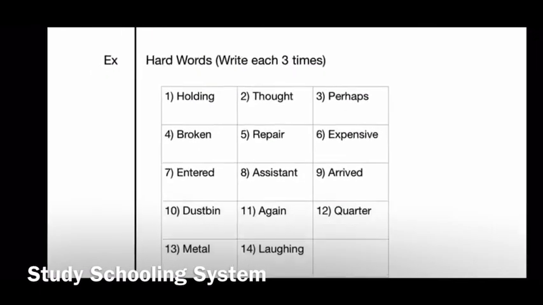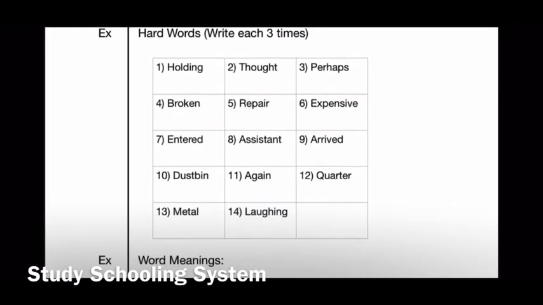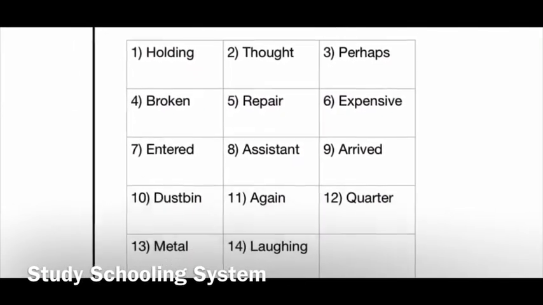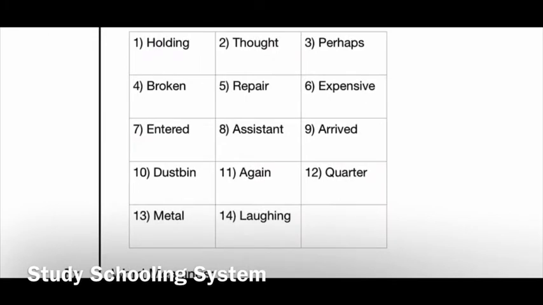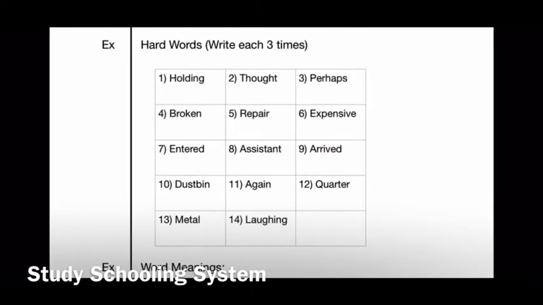So title page ke baad, your first exercise was hard words. You have to write each word 3 times. Good. So you have 14 words: holding, thought, perhaps, broken, repair, expensive, entered, assistant, arrived, dustbin, again, quarter, metal, laughing. In 14 words को आपको 3 बार लिखना है.